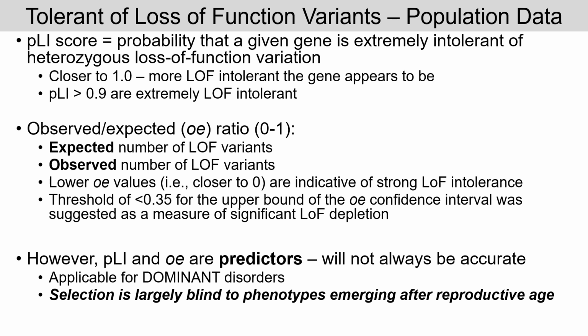And there's also this observed/expected ratio that looks at how many expected loss of functions there would be versus observed. However, it's important to consider that both of these are predictors. These are not based on manual curation of if loss of function is intolerant or not. These scores are also mostly only applicable for dominant disorders, but are also really only applicable for diseases that would emerge post-reproductive age. Again, because gnomAD makes an effort to exclude severe pediatric onset diseases, but not adult onset. So if your disease would not impact reproductive health, you would not expect to see an absence of these types of variations within the population databases.